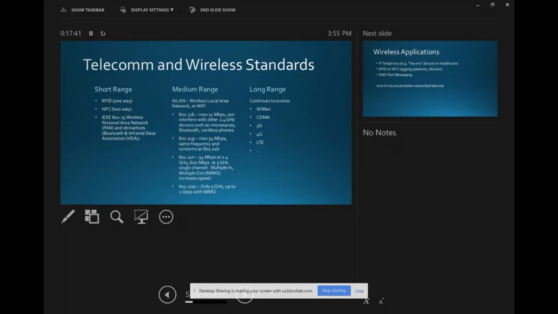Medium range would be the wireless that we're talking about. Again, almost ubiquitously wireless Ethernet, although there were at one point other potential protocols there. And long range, those continue to evolve. WiMAX, CDMA, 3G, 4G, LTE, you've probably heard all these terms from your cell phone providers. Those are all what we call long-range protocols because they typically go for kilometers as opposed to just meters.